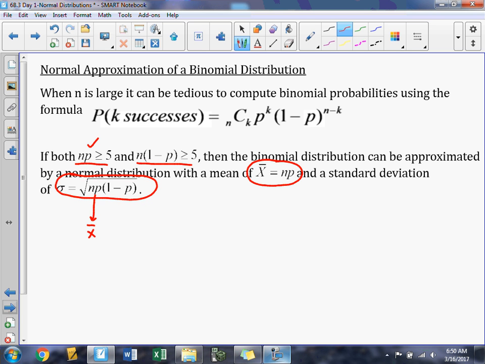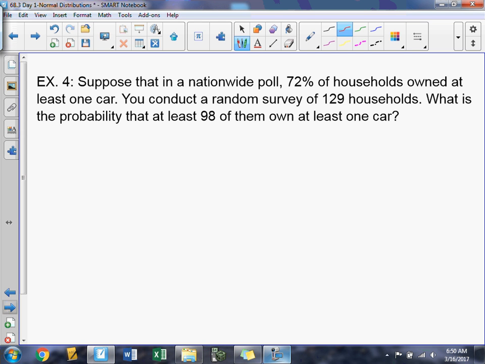Okay, so let's see how that works. It says, suppose that in a nationwide poll, 72% of households owned at least 1 car. You conduct a random survey of 129 households. What is the probability that at least 98 of them own at least 1 car? If we were going to be doing this, we would be doing the probability that k is greater than or equal to 98. So you would have to do 98, 99, 100, and so forth, all the way up to 129. That would take a very long time to do.